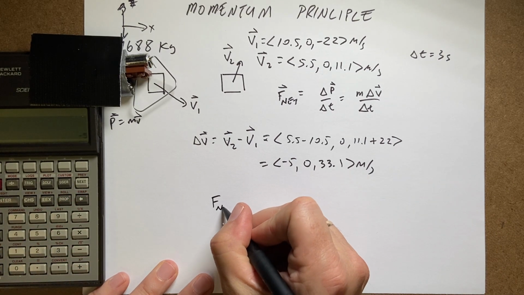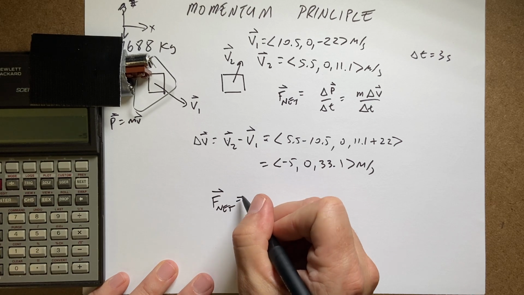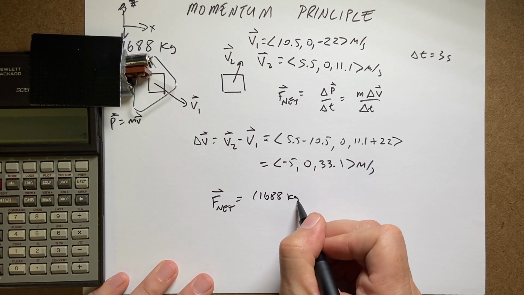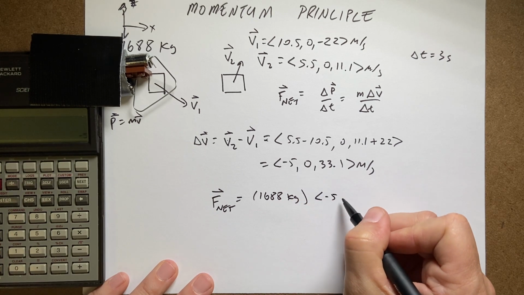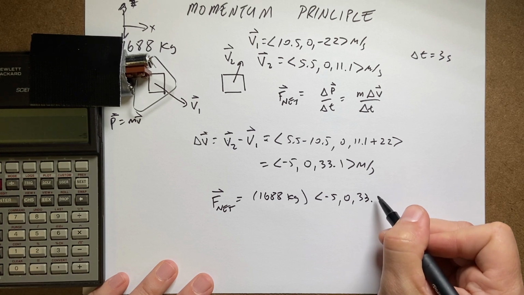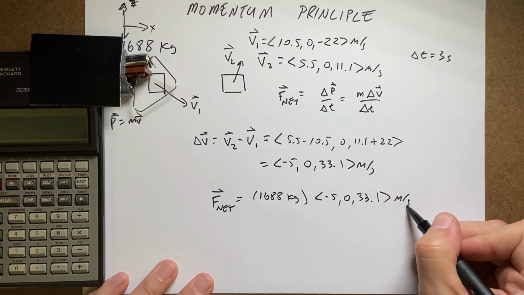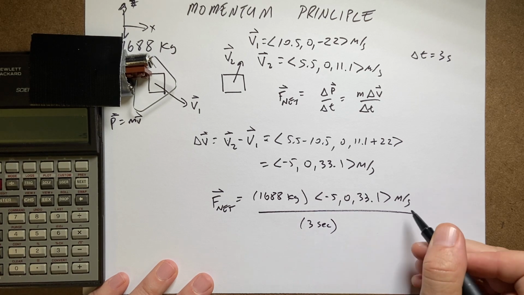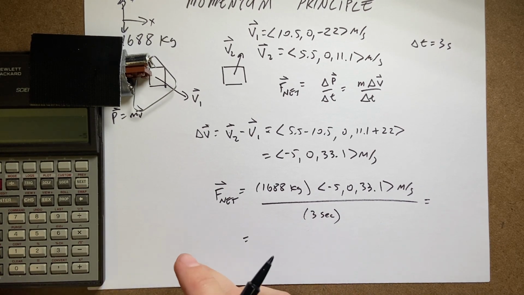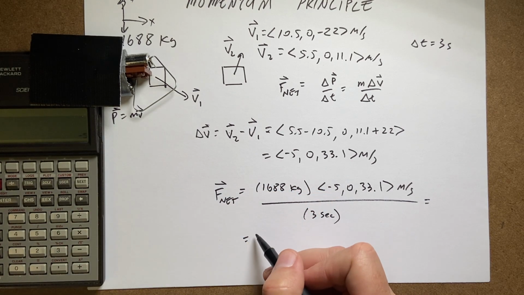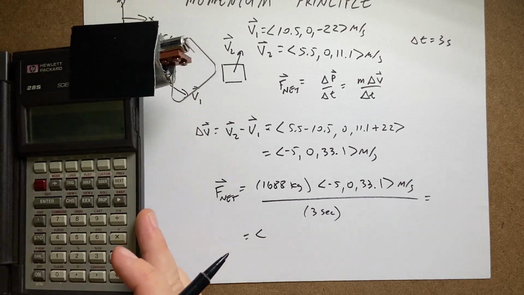Okay, so now I can put in everything. F net is going to be equal to the mass, 1688 kilograms, times the change in velocity, negative 5, 0, 33.1 meters per second, divided by the time of 3 seconds. So if I put all this in, I'm going to have this times negative 5 divided by 3. That's going to be my x component. Now I will use my calculator there.